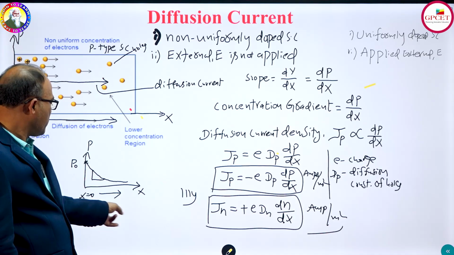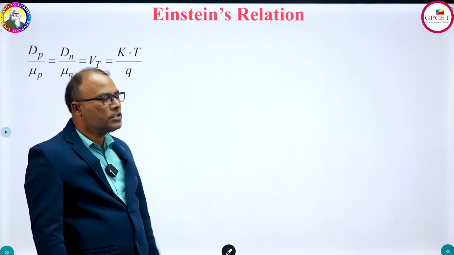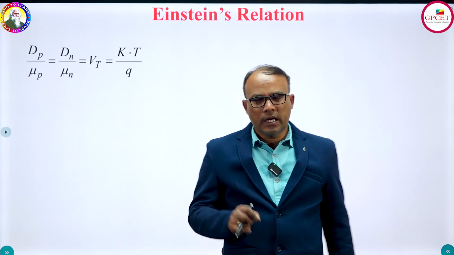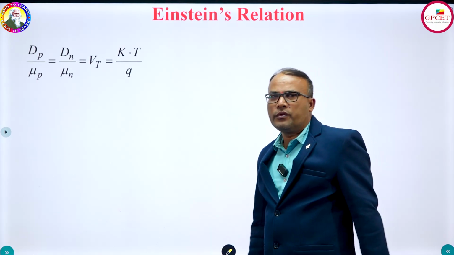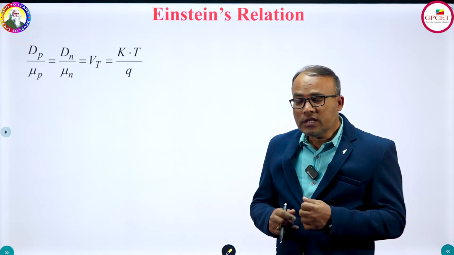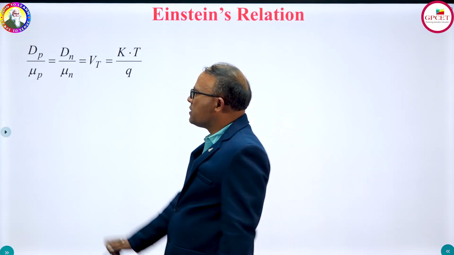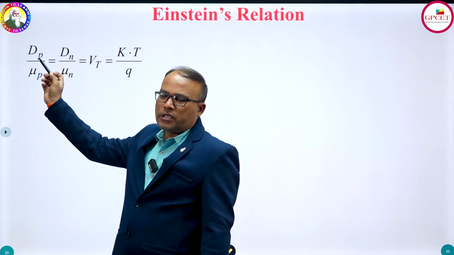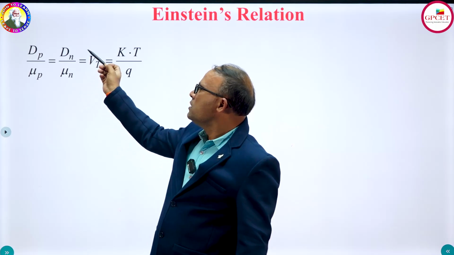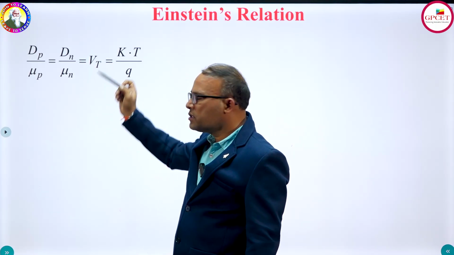Next, let's go with a small topic called Einstein's relation. What is Einstein's relation? At a constant temperature, the ratio of diffusion constant to mobility is a constant. What is that constant value? At constant temperature, the ratio of diffusion constant of holes to mobility of holes, and the ratio of diffusion constant of electrons to mobility of electrons, is a constant which is nothing but Vt.